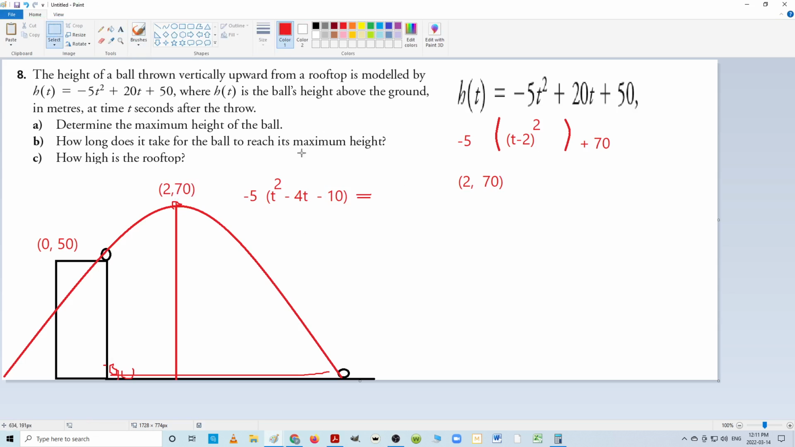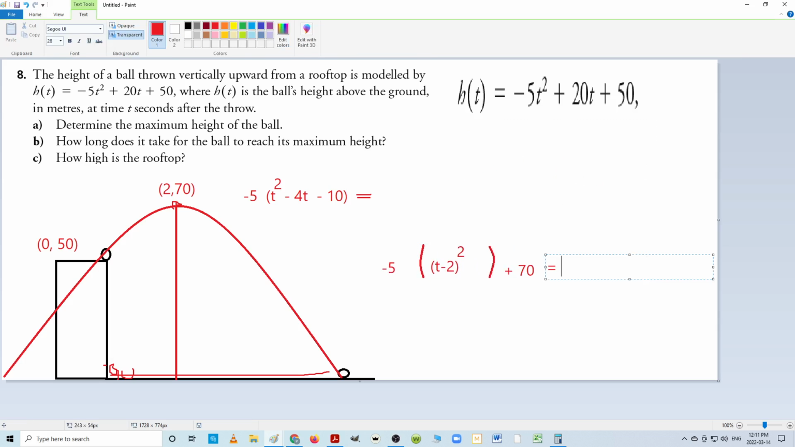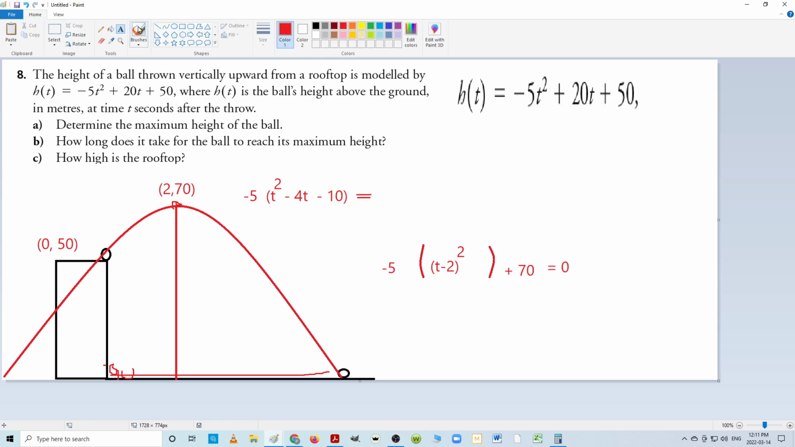To answer the last part, you set this. When's the ball hit the ground? When the height is 0. So if you set this equal to 0, that's what you do. Now to unravel any equation, you have to go in reverse BEDMAS order. So I can see there's an exponent, so that's the last thing I'm going to do. There's a bracket, so that's the second last thing. There's a multiplication, so that's the third last thing, and this is the first thing I'm going to do. Subtract 70 from both sides.